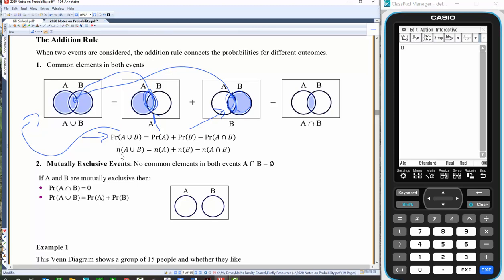We can also do it via the number of elements. So if I'm not using probabilities but numbers of elements, then I can use the same formula but just change the probability to the number of elements.